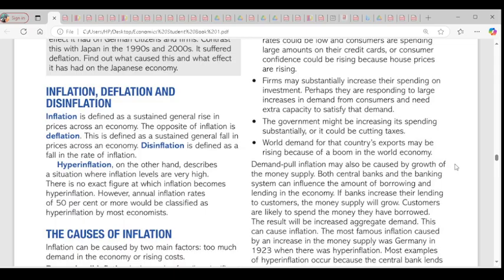The third one, government increasing its spending or cutting taxes. Government might increase subsidies. So if government is increasing subsidies, it might seem like it means deflation. Deflation would happen if demand starts falling or supply starts increasing. So you won't talk about deflation here. We're talking about inflation.